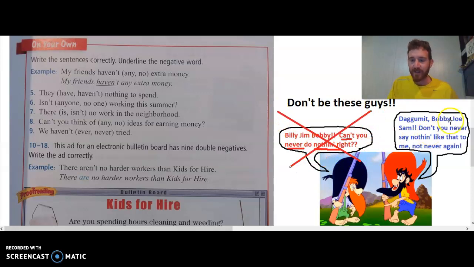And then, dadgummit, Bobby Joe Sam, don't you never say nothing like that to me, not never again. Way too many negatives in that sentence. Okay, so again, I'm just kind of being silly to make it a little fun. Again, not too hard to pick out that this is not the way we want to speak. Okay, don't be like Bobby Joe Sam and Billy Jim Bobby. Make sure you only have one negative as you go through these.